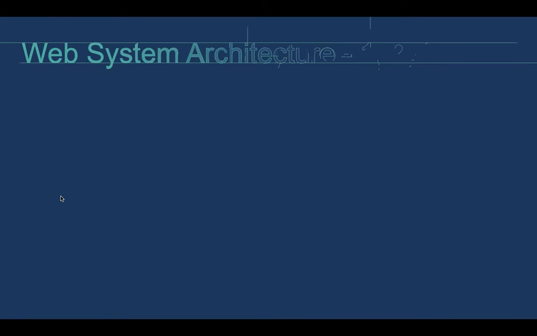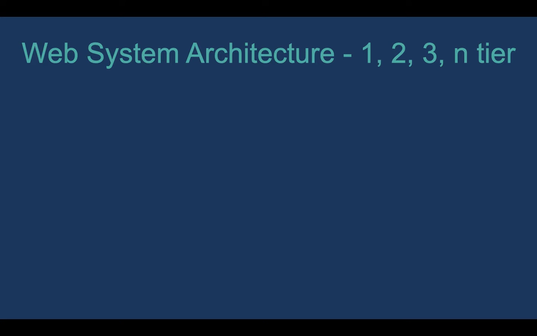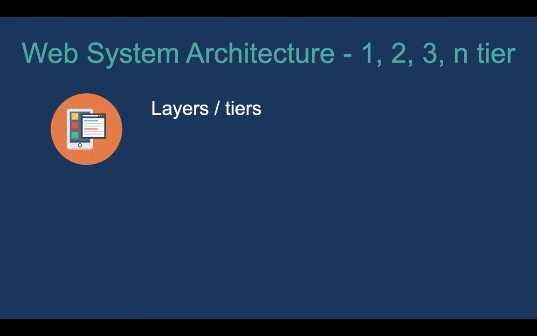In this video, we are going to study the web system architecture. Now, whenever you have any software, any application, there could be up to 3 layers, where each layer is also called a tier. So you say layer, you say tier, it's one and the same.